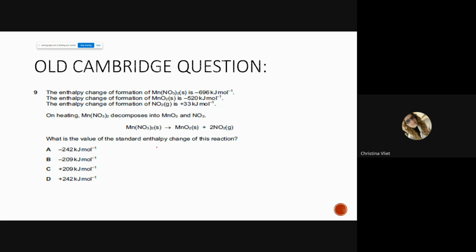Just from the last one, what did I do? What did I really do? Think about the steps. I wrote a lot, but whittle it down to what are the things I really need to do. Think about it. I need to add up the delta HFs for my products. I need to add up the delta HFs for my reactants, and what do I have to do? Subtract them from each other. That's really what the process is. You've got these fancy formulas, but the process is always the same.